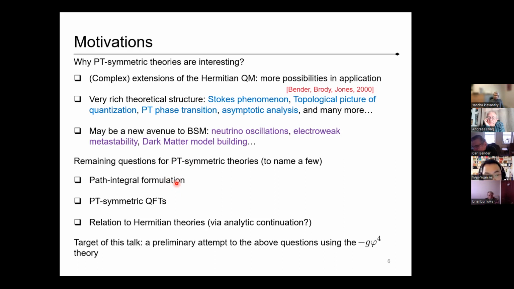And also, PT-symmetric QFTs remain to be largely undeveloped. And at last, we still do not see a clear relation between a non-Hermitian PT-symmetric theory and another Hermitian theory. Of course, we know that for certain Hermitian quantum mechanics, there is a kind of map from a non-Hermitian PT-symmetric theory to a Hermitian theory. But here, what I want to ask is, can we actually obtain a non-Hermitian PT-symmetric theory from another Hermitian theory via analytic continuation? The target of this talk is to give a preliminary attempt at the above questions using the very simple minus g phi^4 theory.